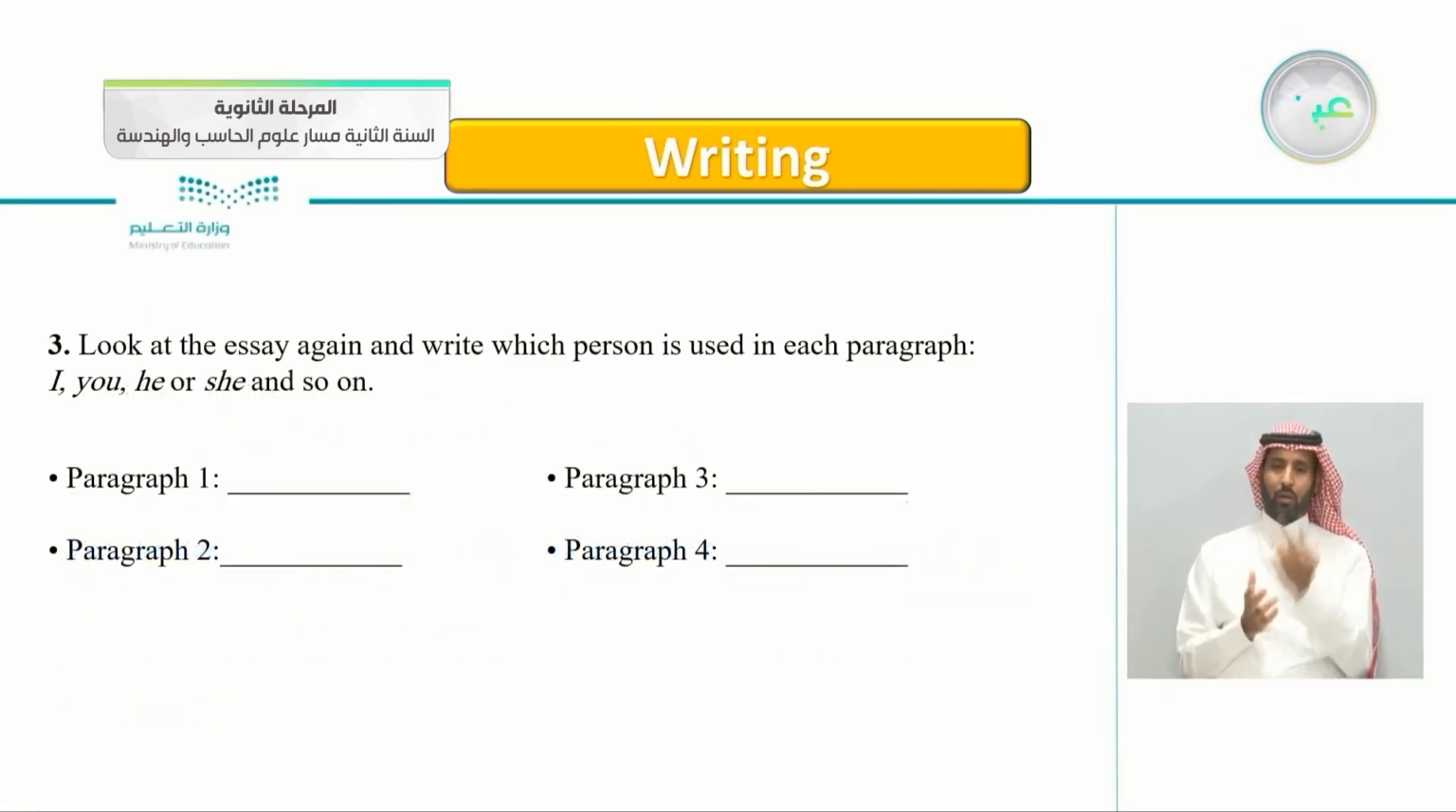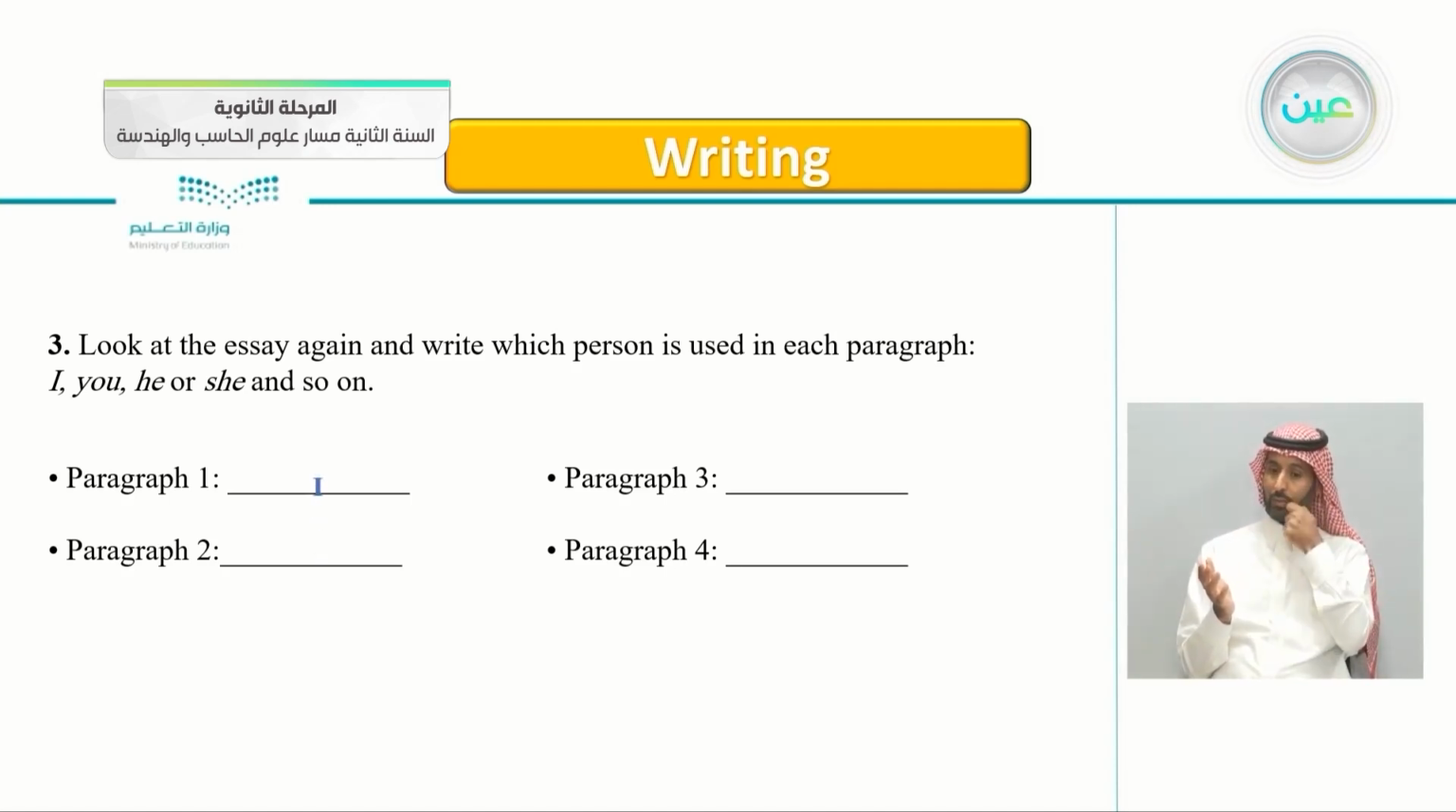Look at the essay again and write which person is used in each paragraph: I, you, he or she, and so on. Of course, we have 4 paragraphs.